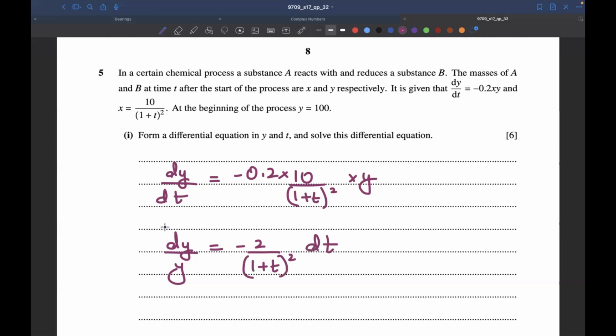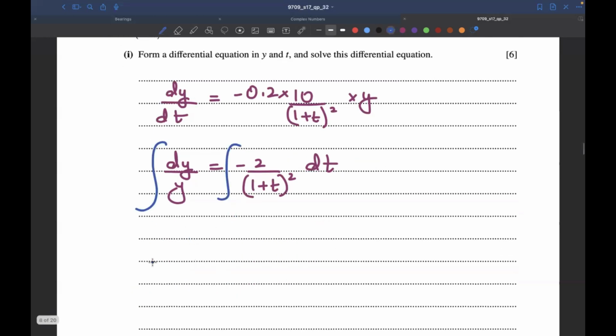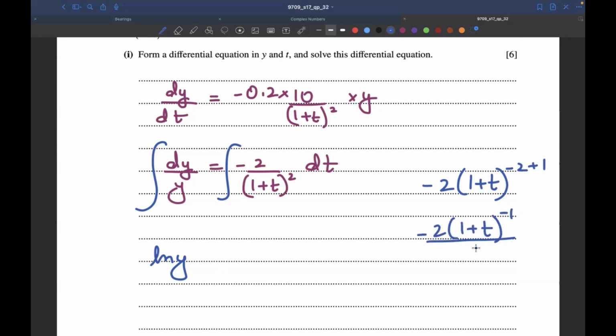Now integrating both the sides, so dy upon y, the integral of 1 upon y, that becomes ln of y, and to integrate minus 2 upon 1 plus t squared, we can write it as minus 2 into 1 plus t to the power of minus 2. Increasing the power by 1, we'll get minus 2 into 1 plus t power minus 1 divided by the new power, which is minus 1. So minus minus cancels and we'll get minus 2 upon 1 plus t. So we'll get ln y is equals to, minus minus cancels, so this will be 2 upon 1 plus t plus c.